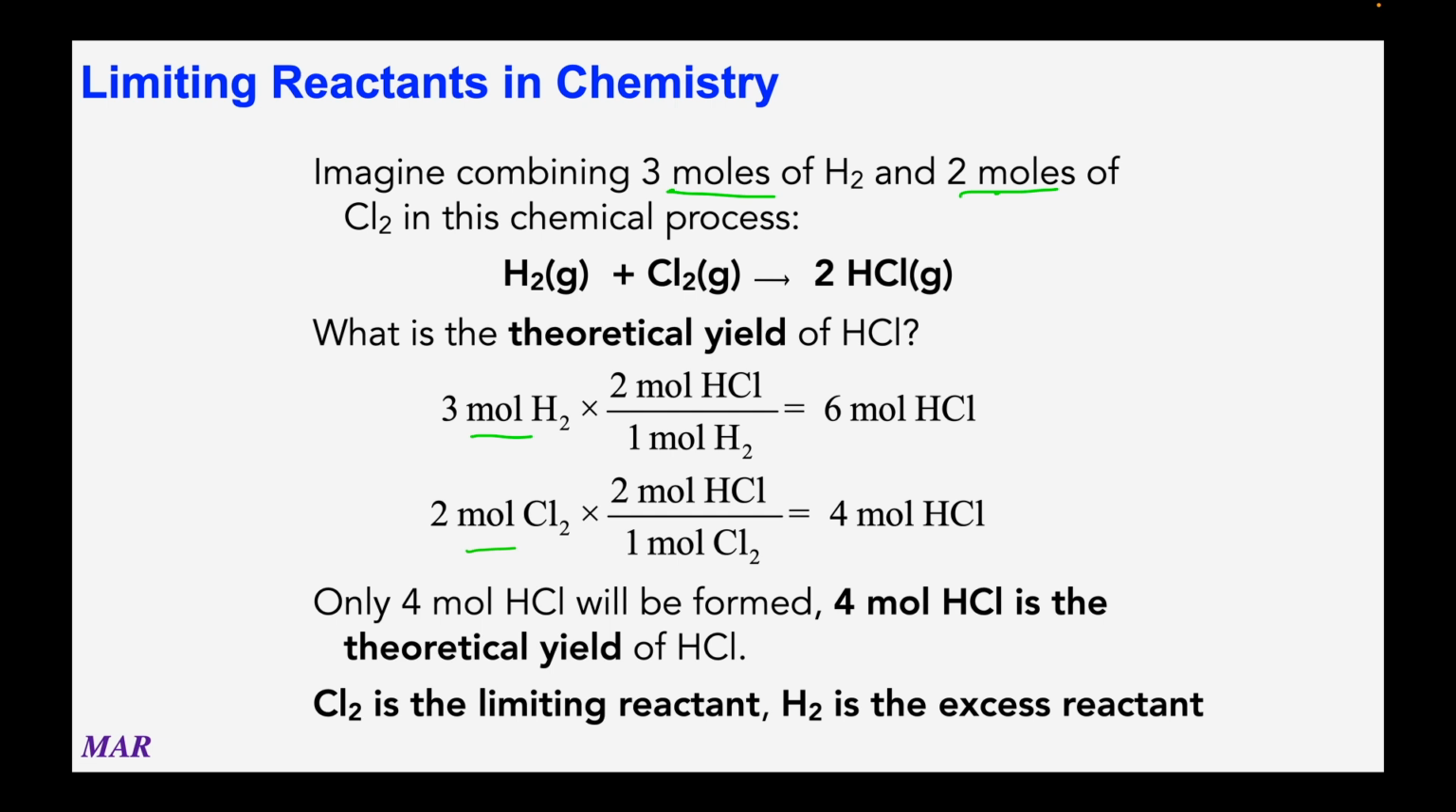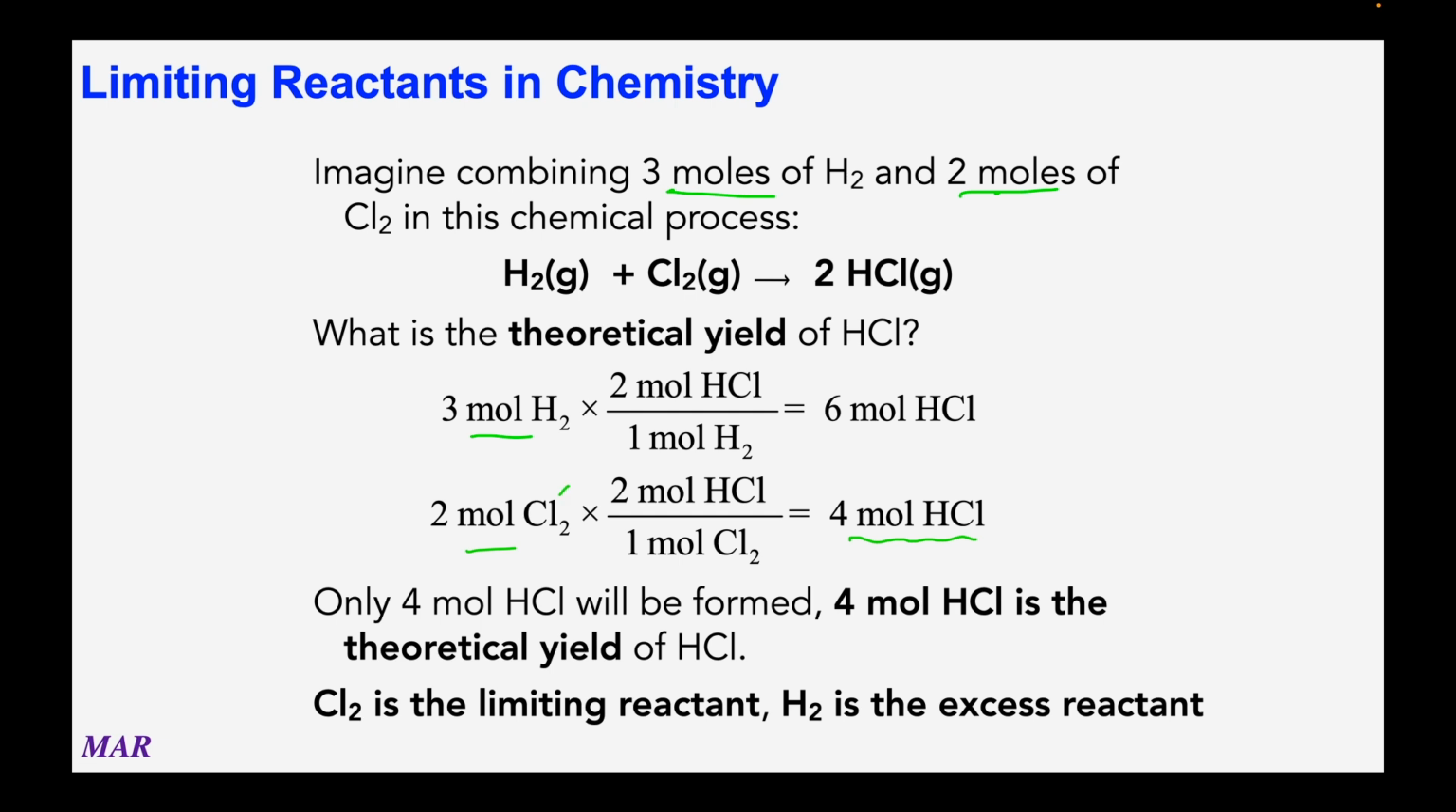Now, only the smaller amount is possible. You don't have enough chlorine, in this case, to make more than 4 moles HCl. You certainly don't have enough to make 6 moles of HCl. So this kind of process tells you 2 things. First of all, 4 moles of HCl, that's the theoretical yield. That's the maximum HCl you're going to make in this particular process. You cannot make 6 moles of HCl if you only have 2 moles of chlorine. All right, that's just not going to happen.